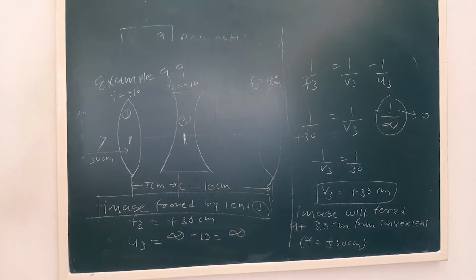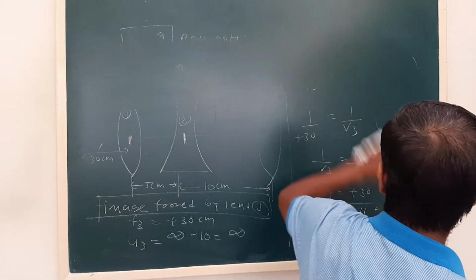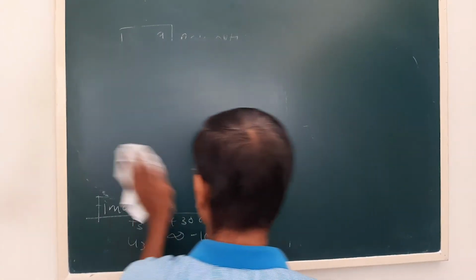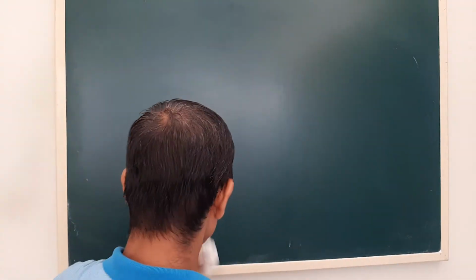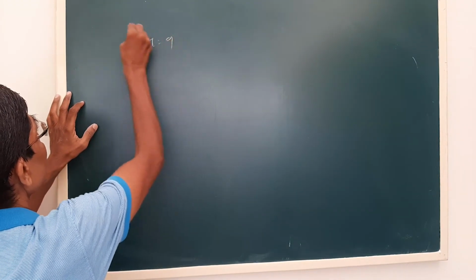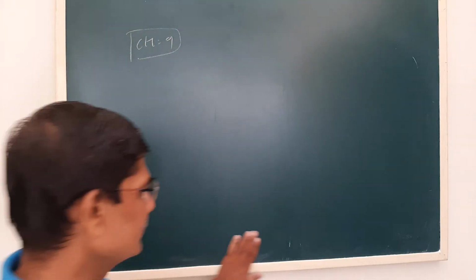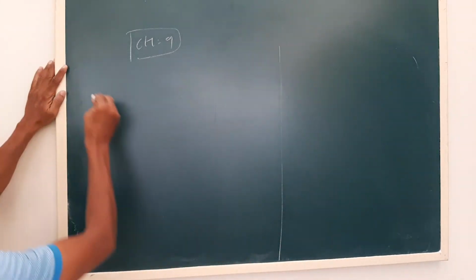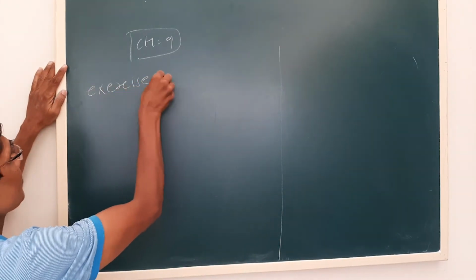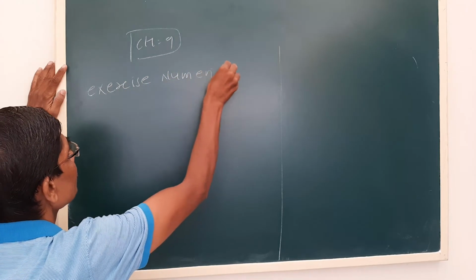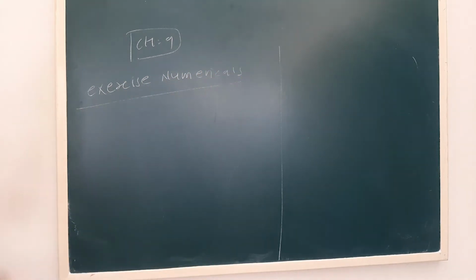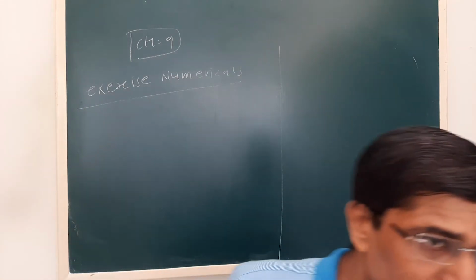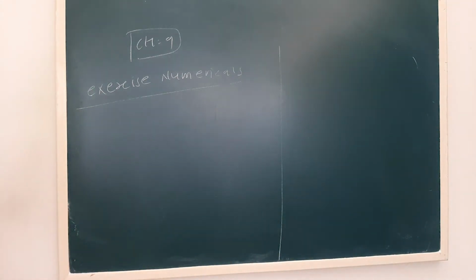So this is how we can determine the position of the image. Now this is about example number 9.9. With that we have completed the examples of chapter number 9. Now we start the exercise numericals. I think one or two examples we have done earlier, but we'll try to cover all again.